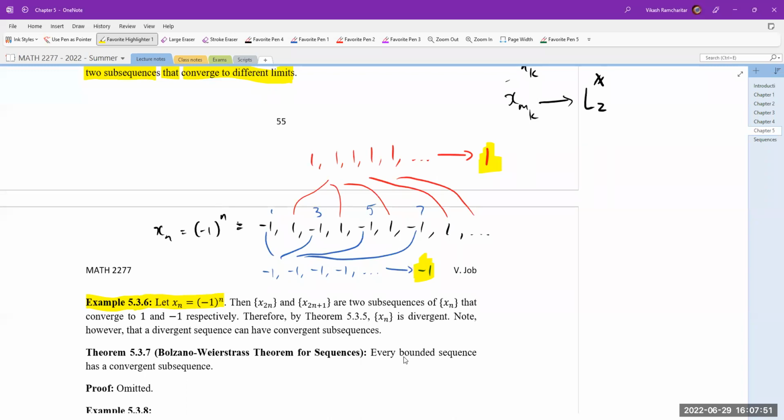Okay, so they have a write-up for it over here. If we take x2n and x2n plus 1, this is the one for the even terms, and this is the one for the odd terms. It's two subsequences that converge to 1 and -1 respectively. So therefore, the original sequence cannot converge.